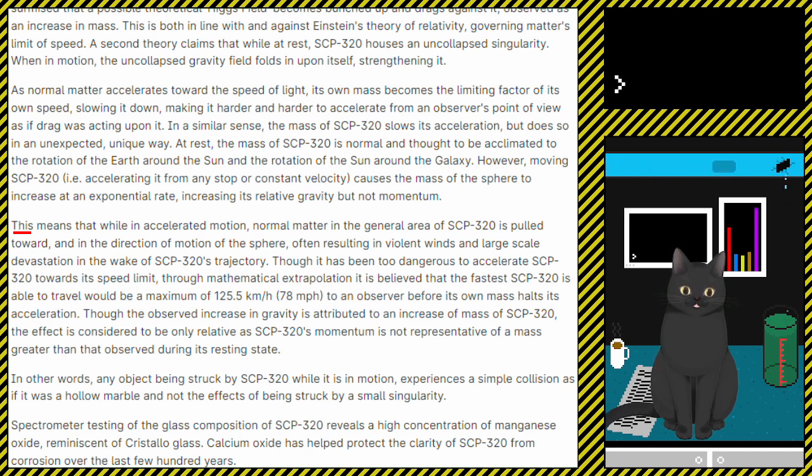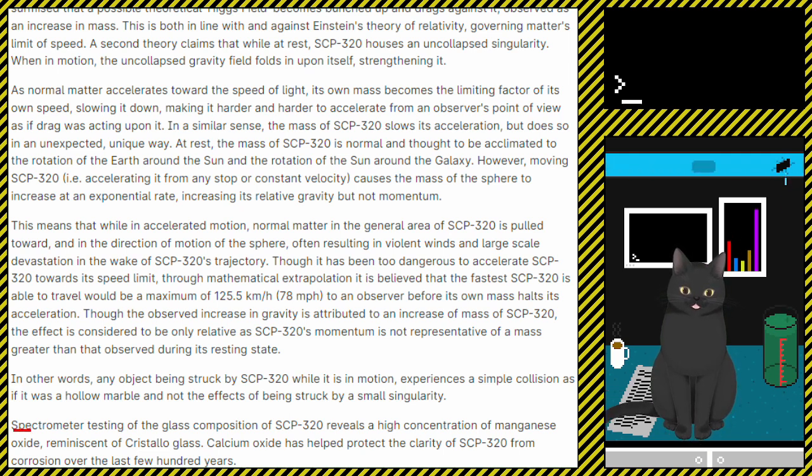Though the observed increase in gravity is attributed to an increase of mass of SCP-320, the effect is considered to be only relative, as SCP-320's momentum is not representative of a mass greater than that observed during its resting state. In other words, any object being struck by SCP-320 while it is in motion experiences a simple collision as if it was a hollow marble, and not the effects of being struck by a small singularity.